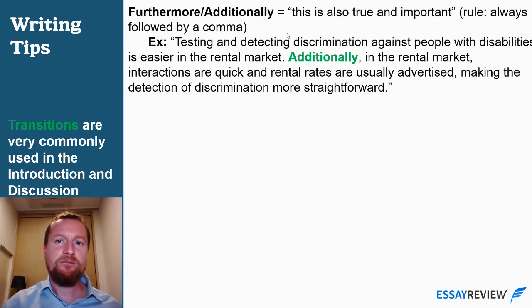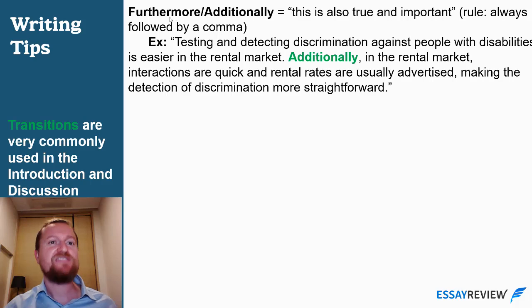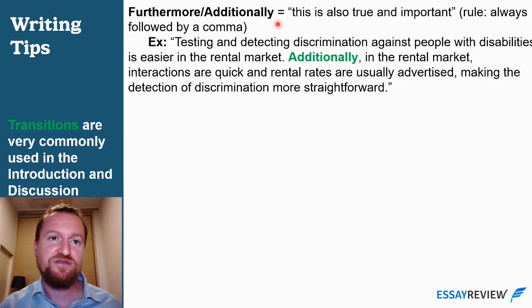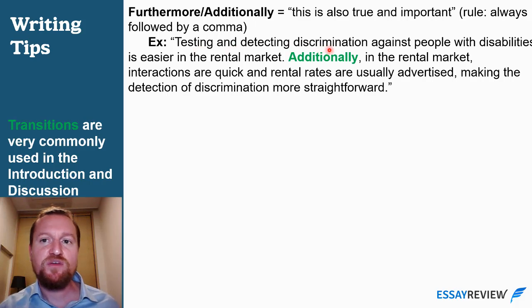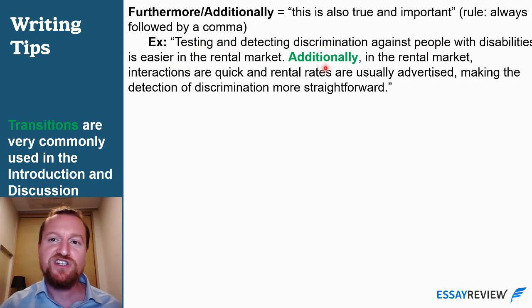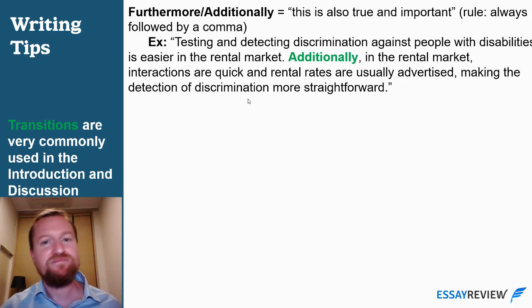Furthermore, additionally, this means this is also true. Instead of writing also, this is a good alternative. Testing and detecting discrimination against people with disabilities is easier in the rental market. Additionally, in the rental market, etc.